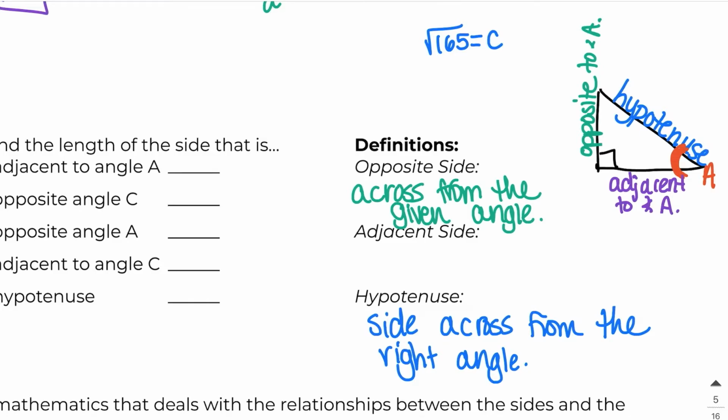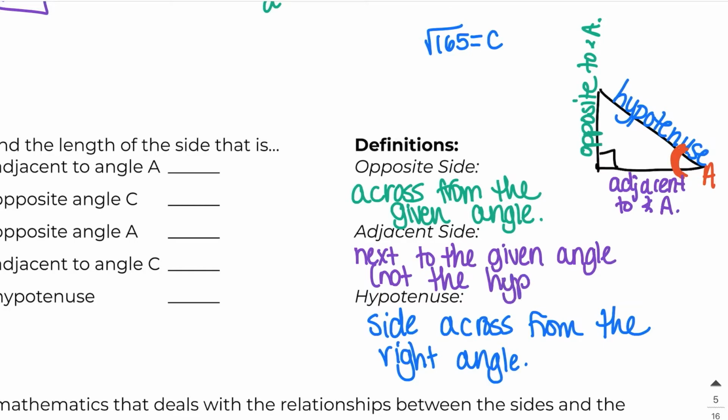Opposite and adjacent will change depending on the angle. Hypotenuse will always be the same side. So the adjacent side is the side that is next to the given angle, but it is not the hypotenuse. So I really suggest that you identify which one's the hypotenuse first before you determine the opposite or the adjacent.